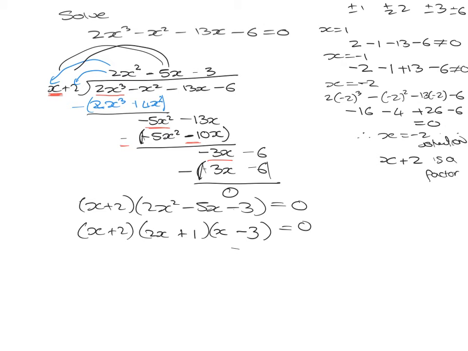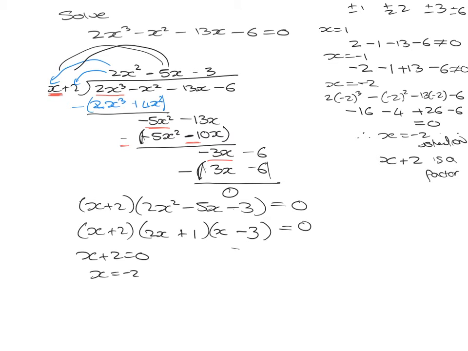But you can solve the quadratic any way you want. Now we've got our three factors. Remember, if we multiply things and get 0, then each bracket, there's a solution for each bracket equaling 0. So if x plus 2 equals 0, then x equals negative 2.